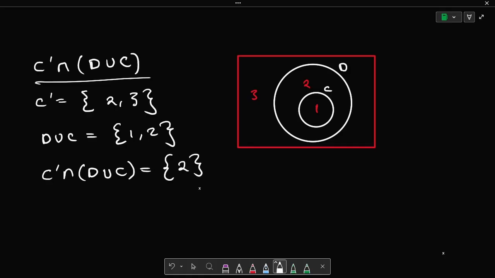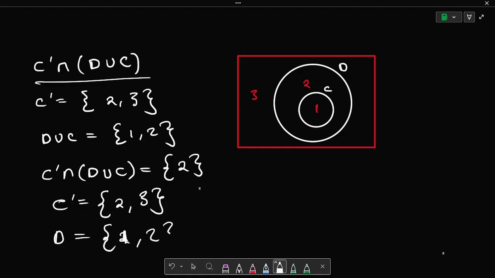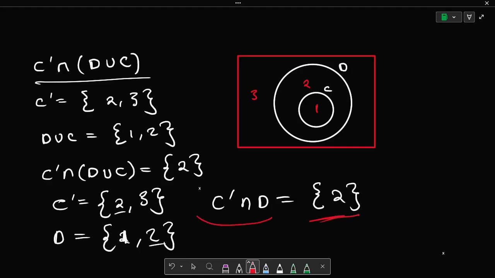Well, we said that this cannot be simplified to anything else, but when you look at this, you find that if you were to take C complement, which was equal to 2, 3, and you were to take set D, which is equal to 1 and 2, and you take the intersection of these two, so you say C complement intersection D, you find that they are intersecting at 2 as well. So this will have the element 2.